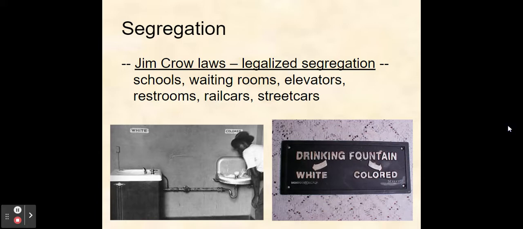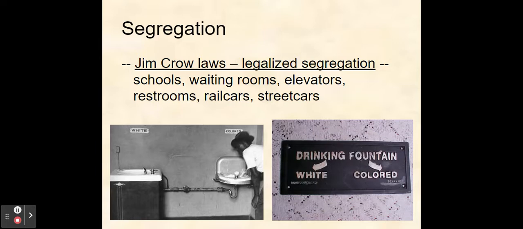The Jim Crow laws legalized segregation in places like schools, waiting rooms, elevators, restrooms, rail cars, streetcars, buses, drinking fountains that you can see there. And we talked about this. In fact, we used this photo of these water fountains here, okay? Well, hold on. Let me go to the next thing, okay? So the Jim Crow laws legalized segregation.